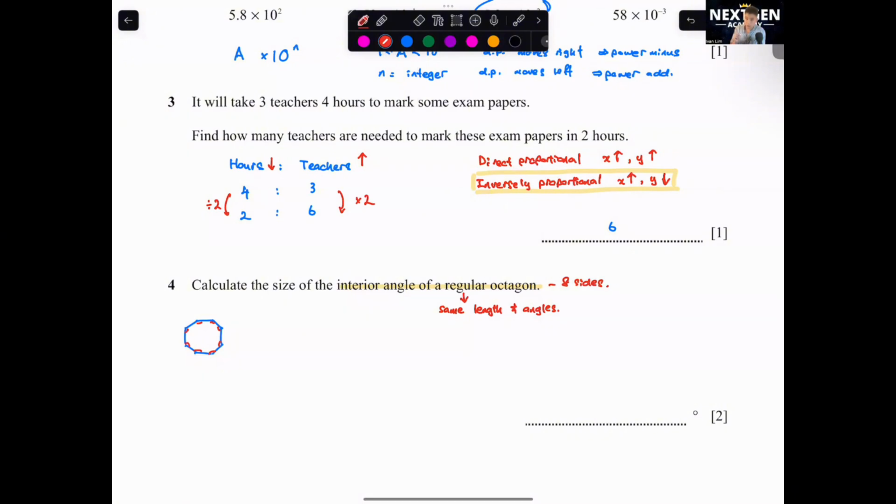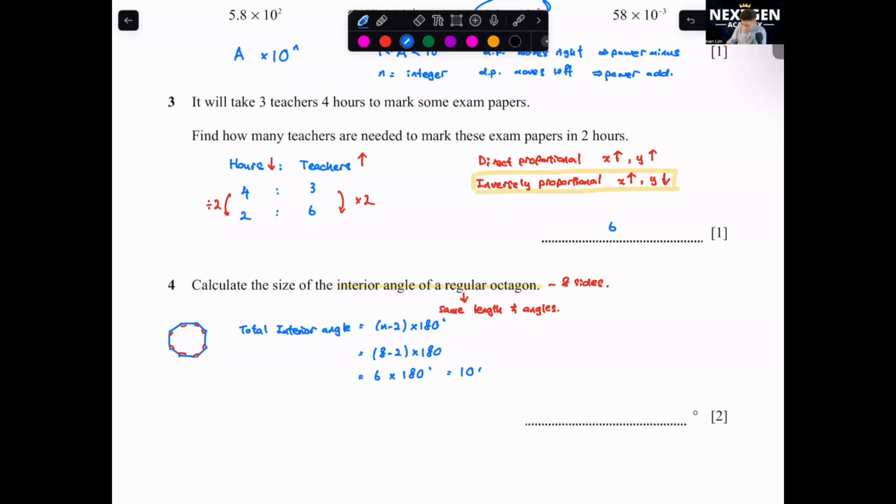So we need to know what is the formula. So first of all, total interior angle. This is for any shape. Total interior angle, the formula is n minus 2 times 180 degrees. So we can start with this one. 8 minus 2 times 180, which is 6 times 180 degrees. We calculate this first, which will be 1080 degrees. This one doesn't matter whether it is regular or not. For any sort of shape, it will always be n minus 2 times 180 degrees.